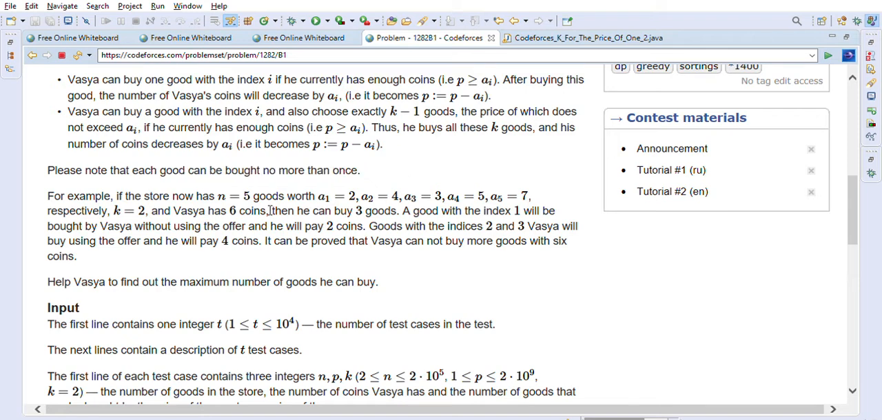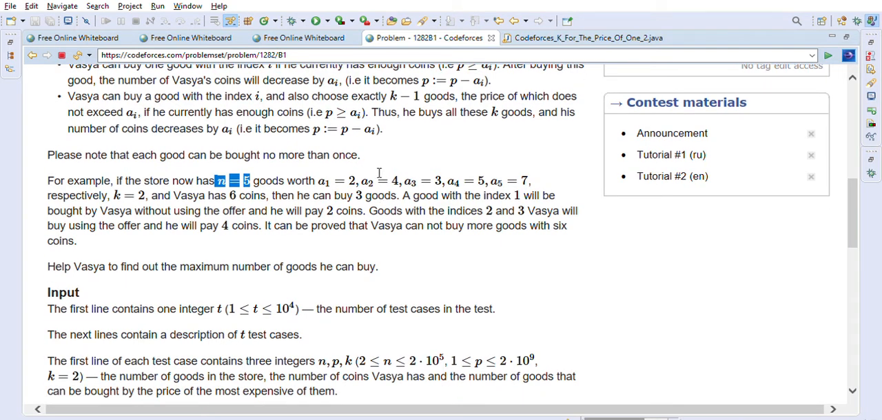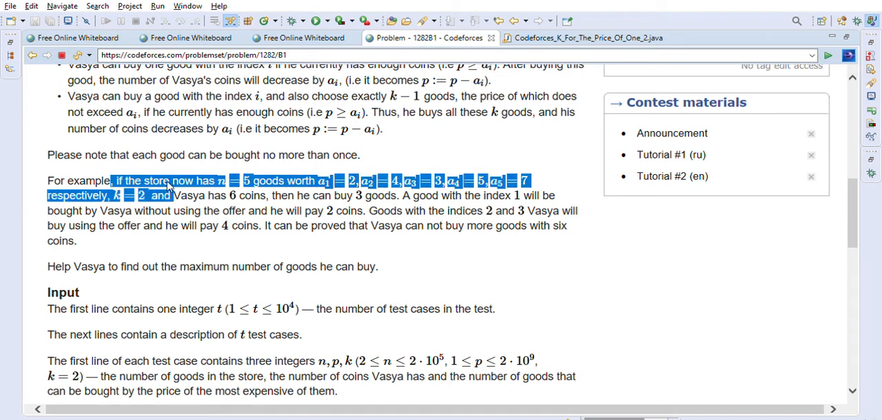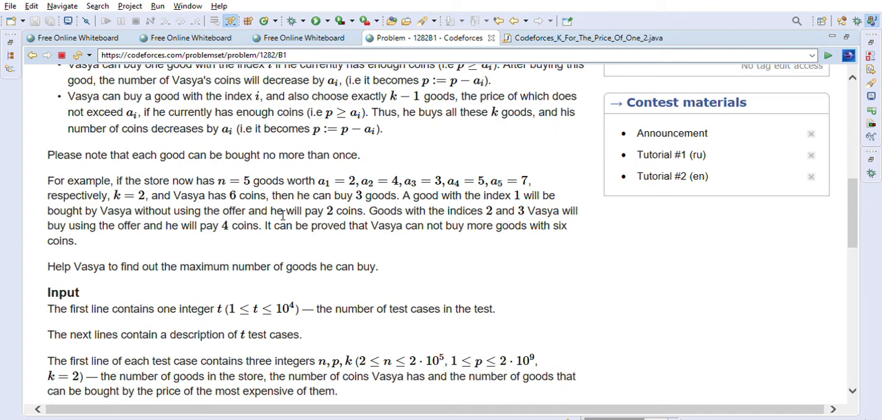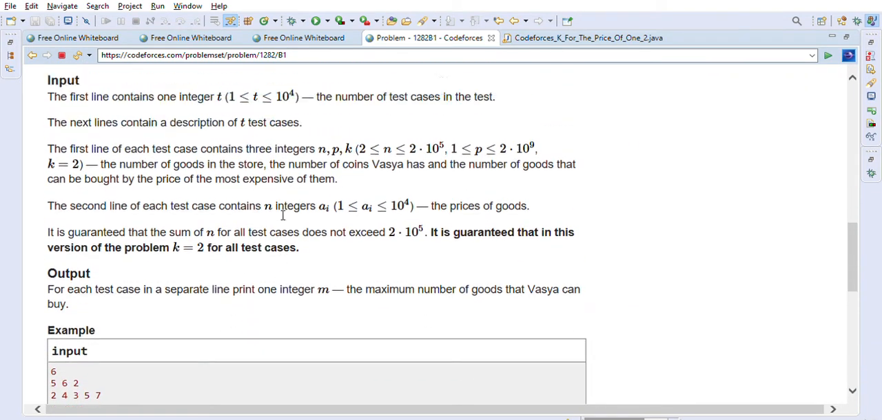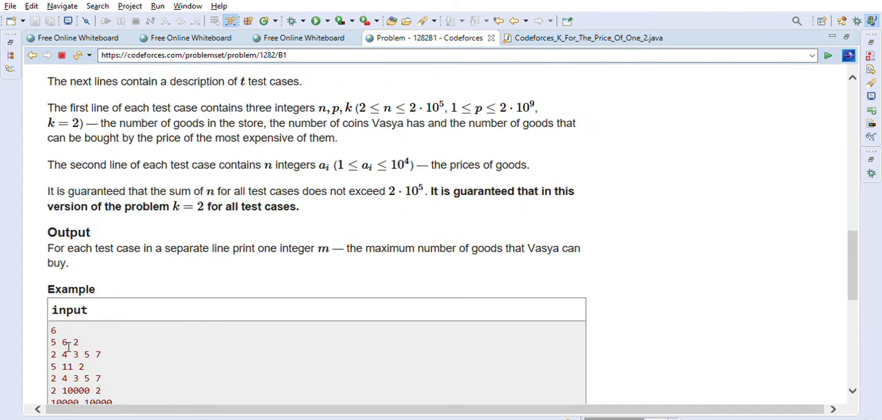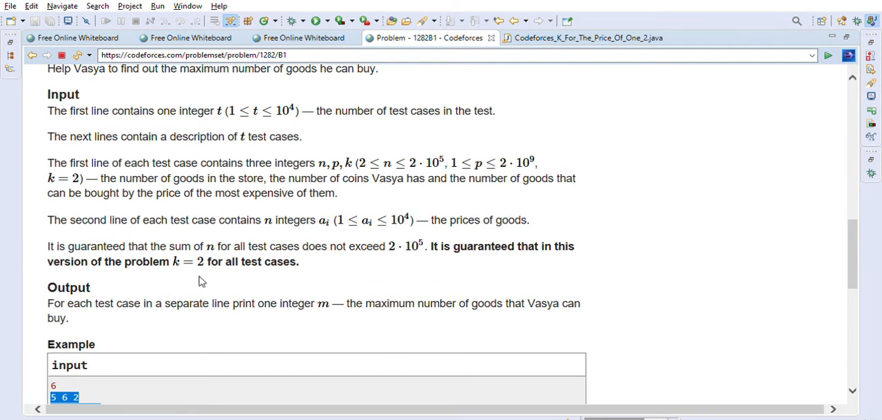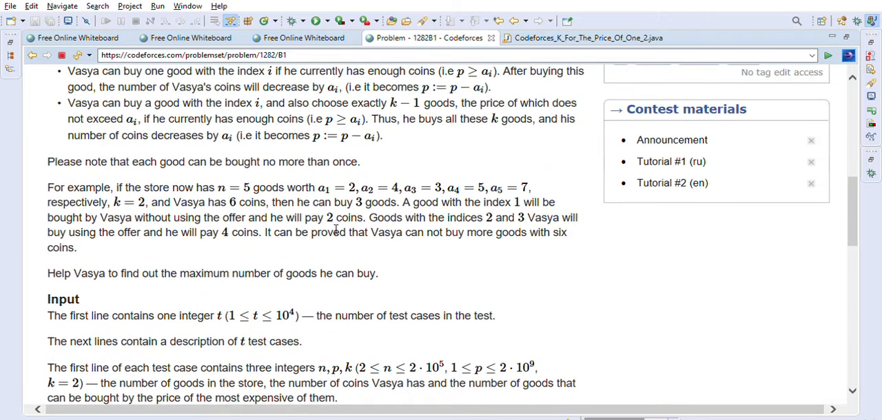For example, they have given us one example here. n is equal to 5 goods, a1 is 2, a2 is 4, a3 is 3, a4 is 5 and a5 is 7, right? And k is equal to 2. This is the first example that they gave us. We are going to take this example on the whiteboard in detail and I will explain it to you.